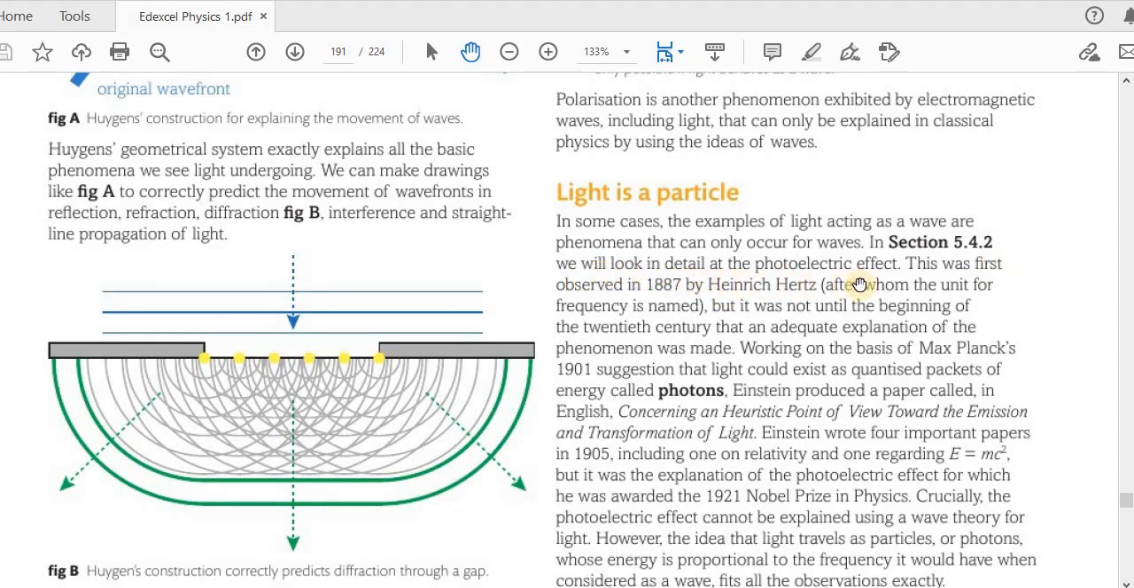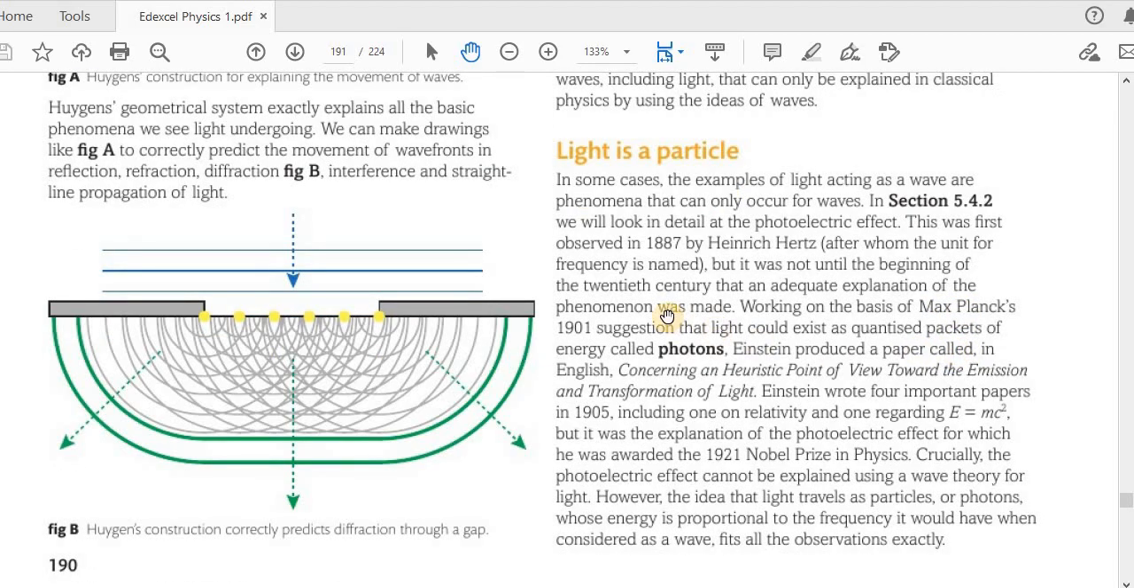We will look in detail at the photoelectric effect. This was first observed in 1887 by Heinrich Hertz, after whom the unit for frequency is named. So the unit of frequency is hertz. It's named after this person, but it was not until the beginning of the 20th century that an adequate explanation of the phenomenon was made. This is just additional information. I am going through the history.